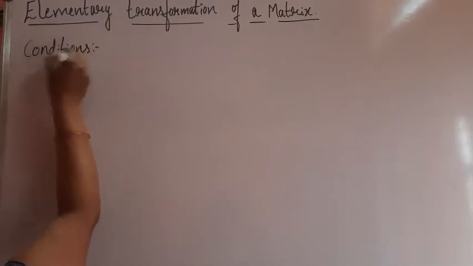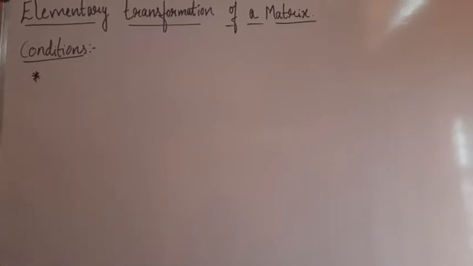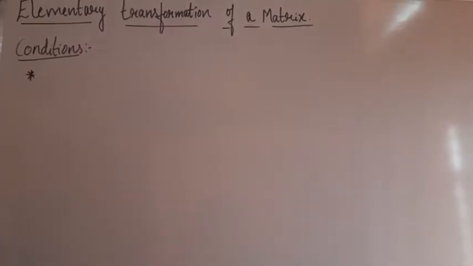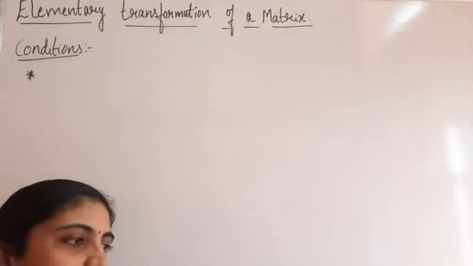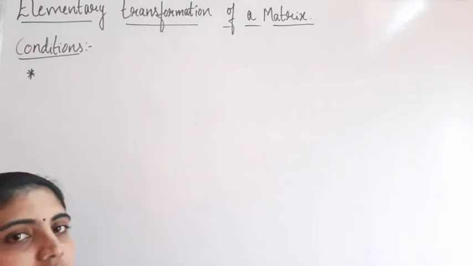So the first condition is, here we can interchange any 2 rows or any 2 columns. We can apply it for a row or a column, but in problems we will particularly apply it only for row.